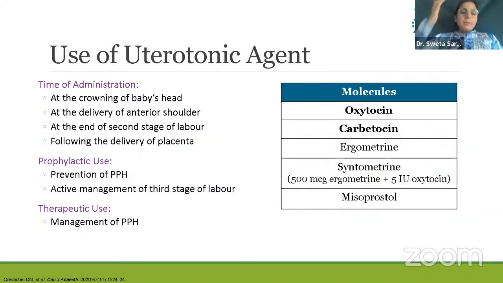So what is the time of administration of uterotonic agents? There is prophylactic use, which is for prevention of PPH, also known as the active management of third stage of labor. And then, of course, the therapeutic use when the PPH has already started. So what are the drugs which we use? Oxytocin, carbetocin, ergometrine along with oxytocin, misoprostol, and of course, carboprost. Next slide.